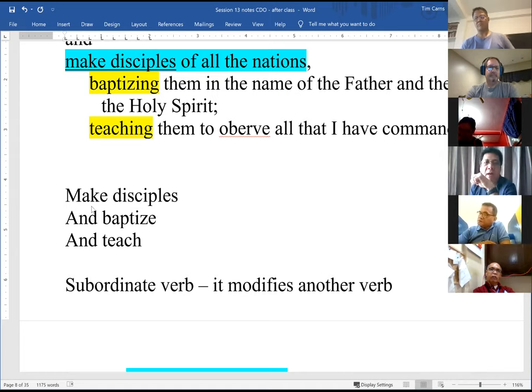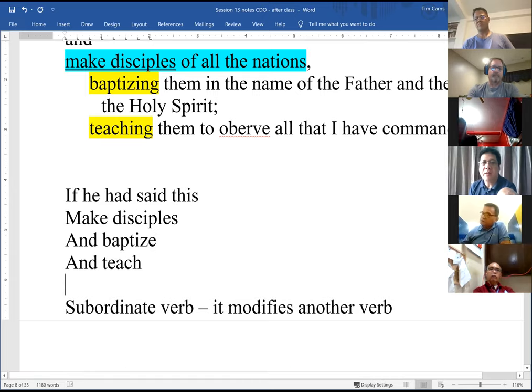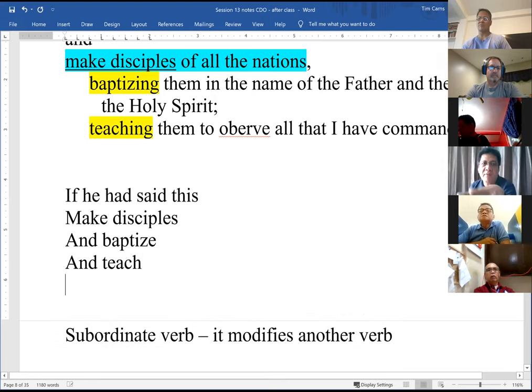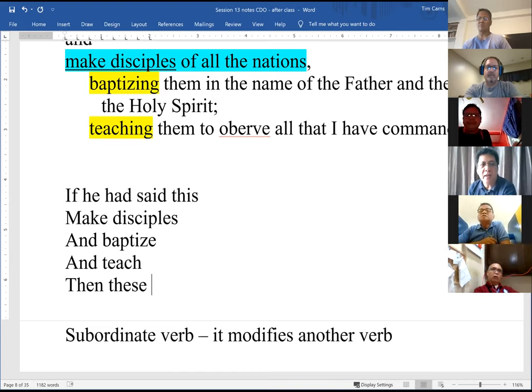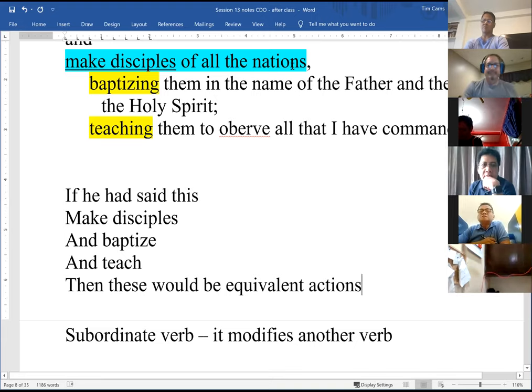Pastor Bobby? Yeah. Pastor Tim, in the English construction, as you pointed out, there's no conjunction, right? Rather, what we have is the comma. Yeah. You mean right here? Yeah. The punctuation shows us that they are modifiers. Yes, as you stated, there is no conjunction before the participles. So yeah. That's my only point, Pastor Tim.